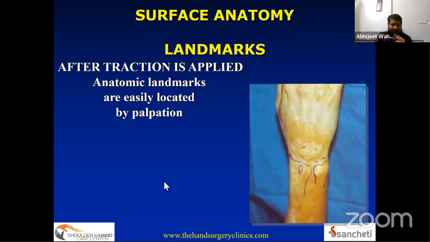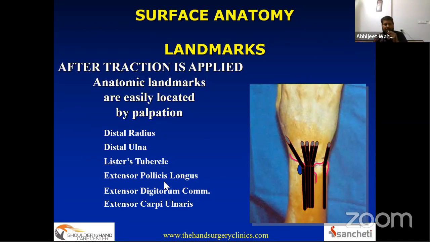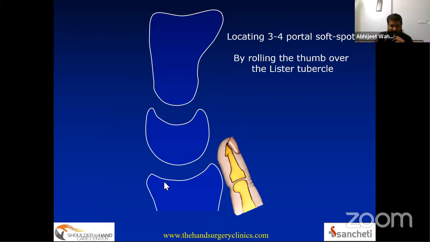So after the traction is applied, the anatomical landmarks are easily palpated. I'll skip these slides because I'll show that to you on a video so that it's easier for you to understand. But suffice it to say that the Lister's tubercle is the lighthouse for the wrist joint in terms of bony landmarks. That's the easiest palpable bony landmark. And you first identify the Lister's tubercle, and then you go on to identifying the different bony landmarks and the soft tissue landmarks, and thereby you could then mark your surgical portals to enter the wrist joint.